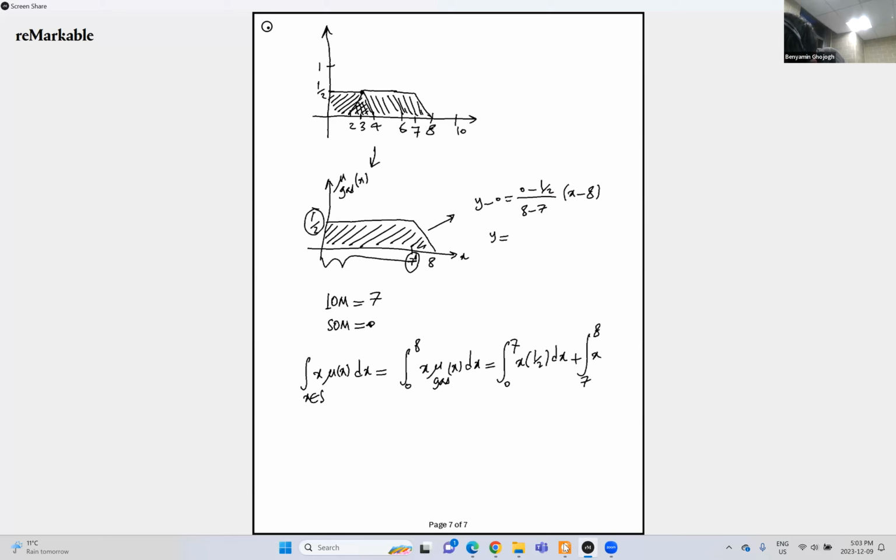So okay, so its equation is, I think it doesn't fit. I need to come to the new line. Plus 7 to 8 x times minus x over 2 plus 4 dx. Okay, what is the first integral? 1 over 2 is a constant, comes out of the integral. So let me calculate this.